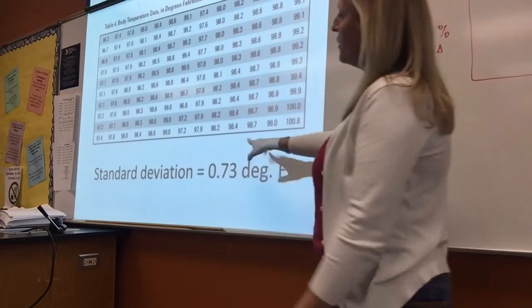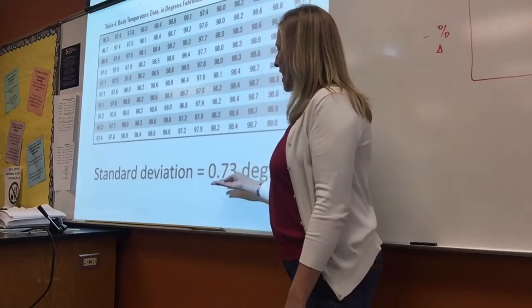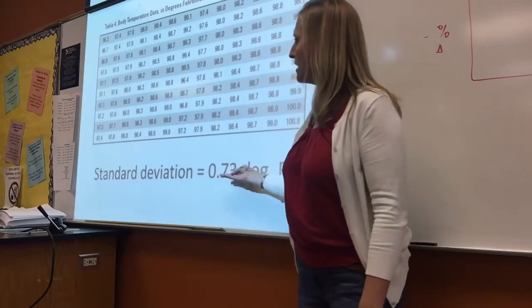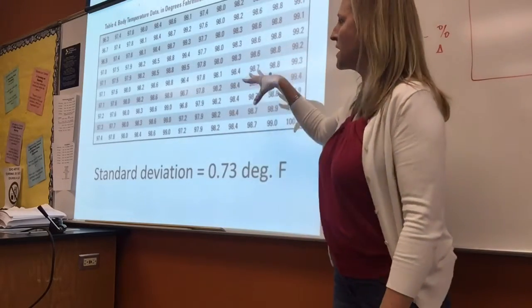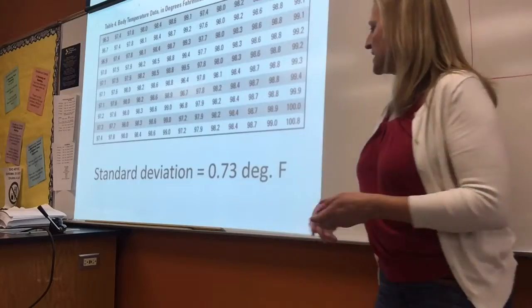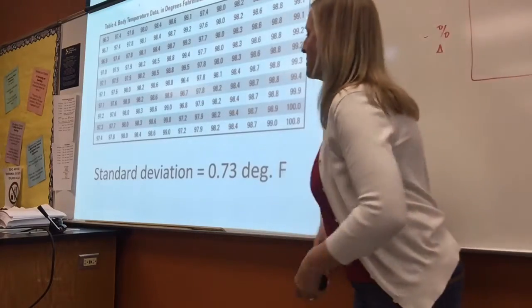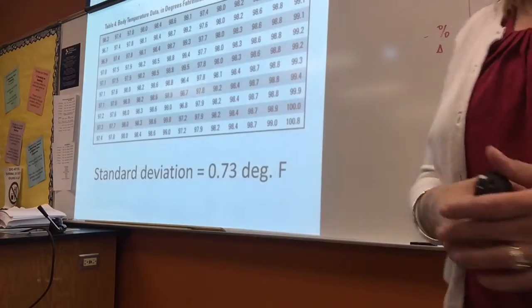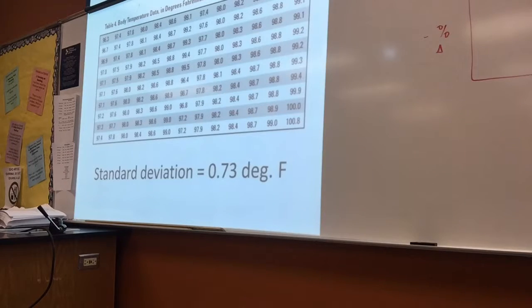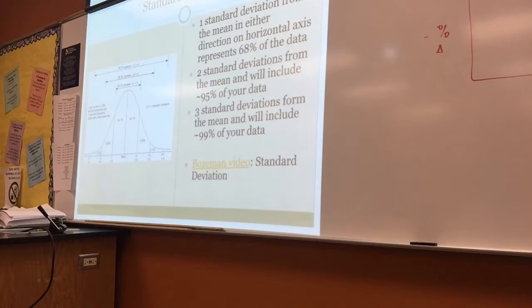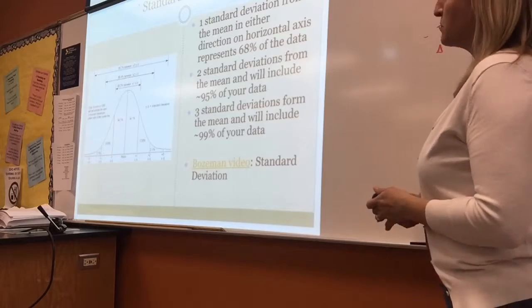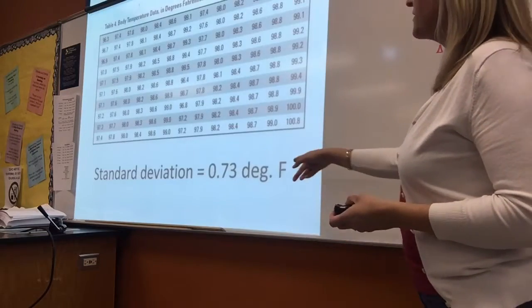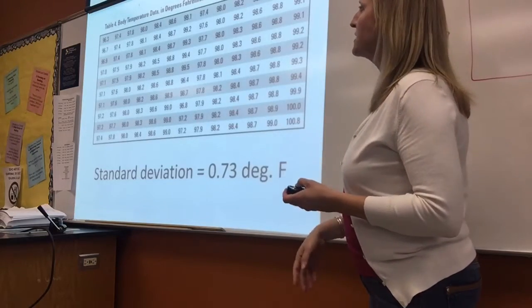So for simplistic sake, I calculated the standard deviation for this sample at 0.73 degrees Fahrenheit. For right now, just take my word that that's the standard deviation for that particular sample. What does 0.73 degrees Fahrenheit as a standard deviation mean?